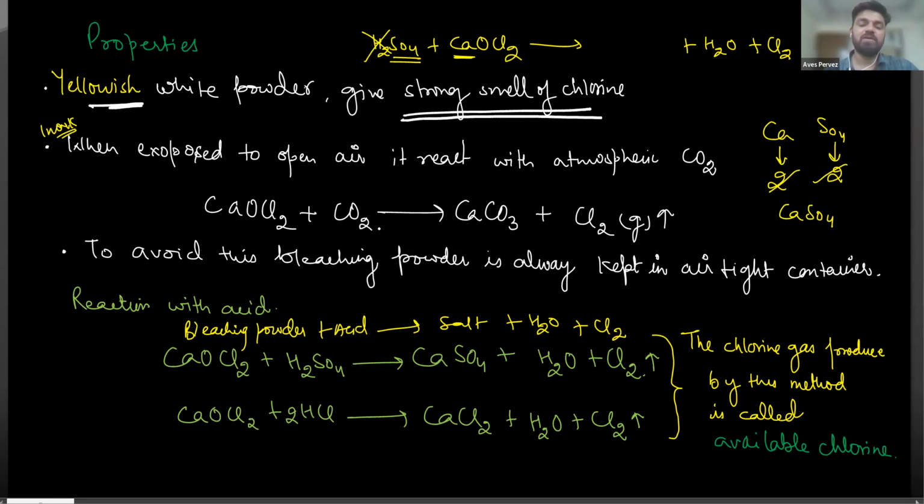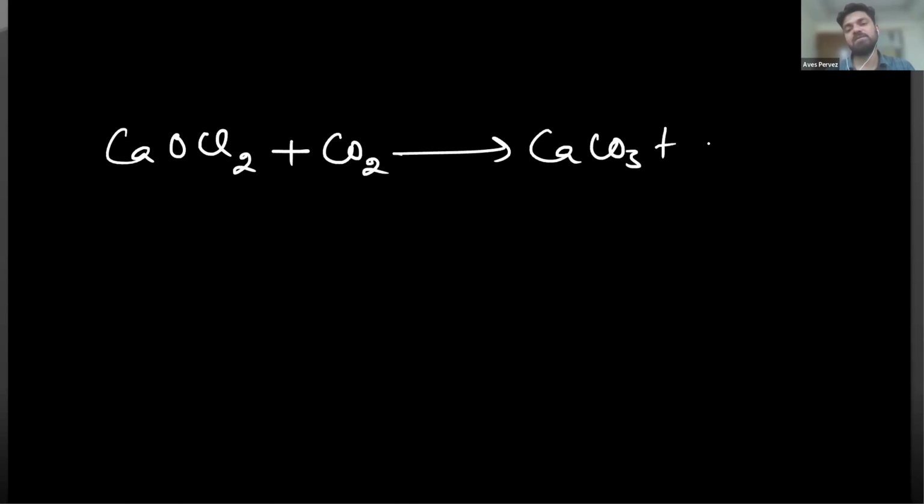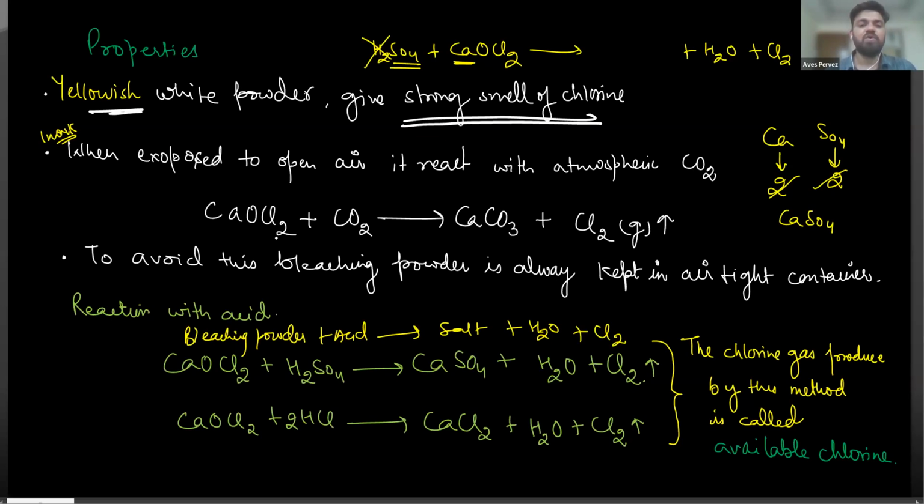When it is exposed to air, it will react with carbon dioxide. Let me explain: when bleaching powder is kept in open air, it reacts with atmospheric carbon dioxide and forms calcium carbonate, and chlorine gas will be released. When there is no chlorine in bleaching powder, it will be of no use, meaning it will not show any bleaching property, because bleaching action is done by chlorine. So to avoid this, we keep bleaching powder in an airtight container.